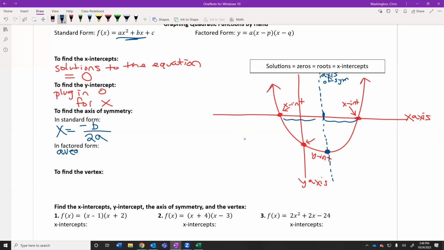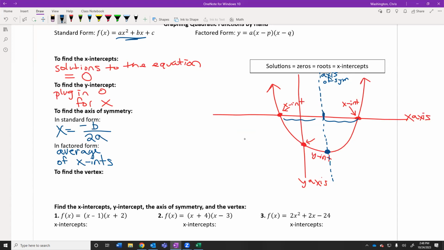Since it is halfway between, what number is halfway between two numbers? Well, that's the average. So we can literally just find the average of the x-intercepts, because if it's already in factored form, finding the x-intercepts is going to be really simple.